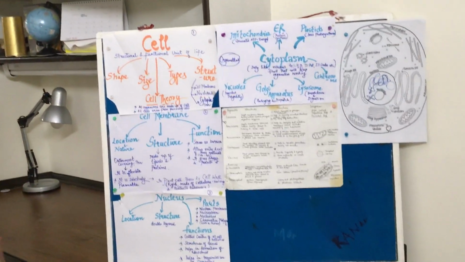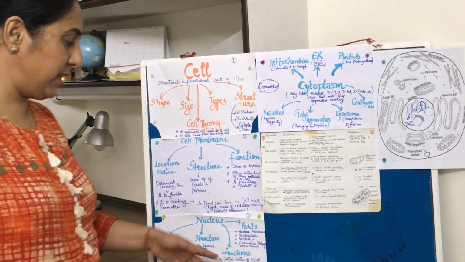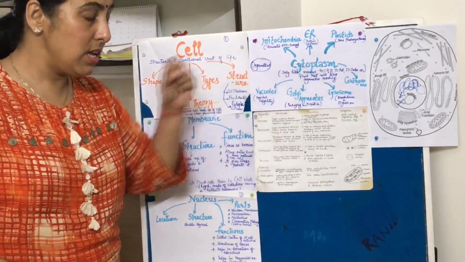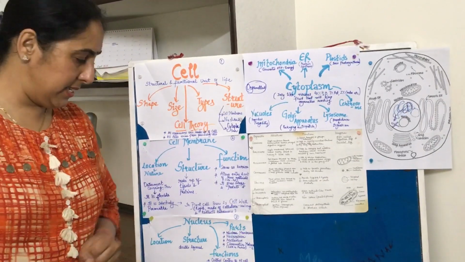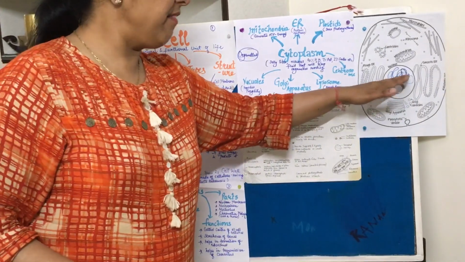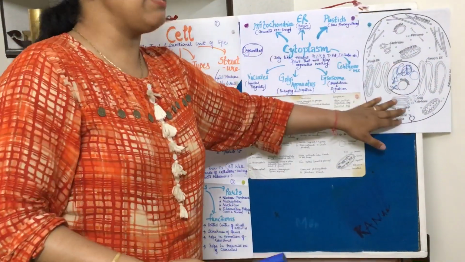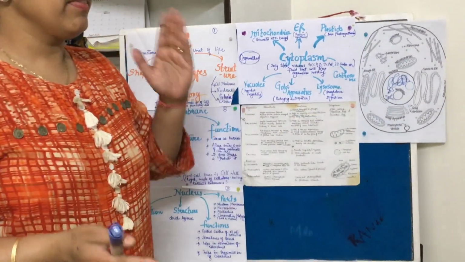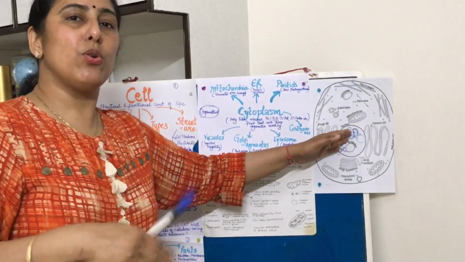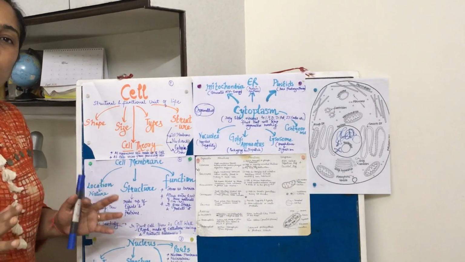Now what is its function? The first function we have discussed is that it is a control center. The second is that it is a storehouse of genes. And very important, whatever information it has, it will transmit to the next cell also. Whenever the cell reproduces and divides, that information will be passed on to the next cell also.